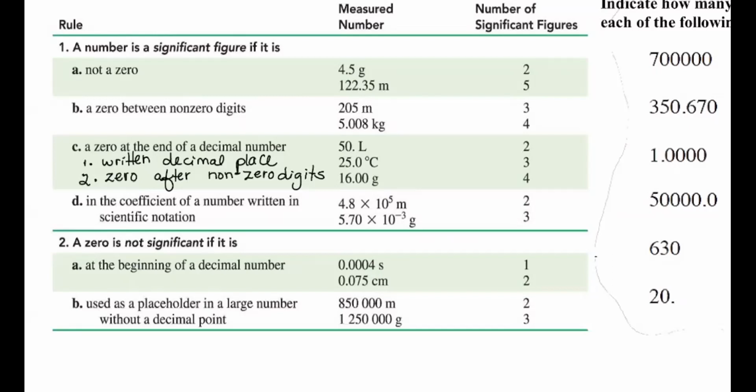In rule 2A, it says, when we have a zero at the beginning of a decimal number, it is not significant. Now, for those of you that all of a sudden are thinking, but wait, you just said in rule 1C that a zero at the end of the decimal place is significant. Let's look at the examples.